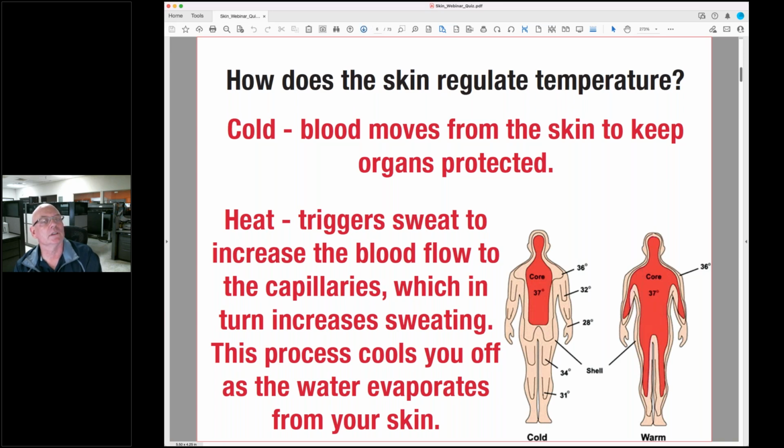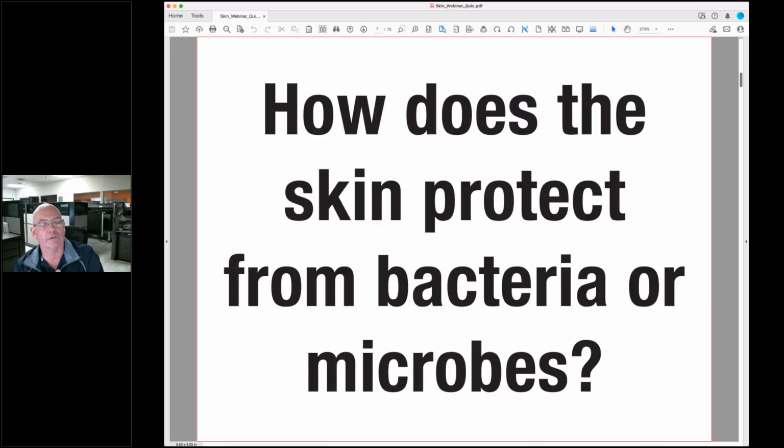Next question. How does the skin protect from bacteria or microbes? So we touched upon this a little bit. So you can answer that, and if you have anything else. I have a couple of things that I have in mind. Definitely, yeah, good. Oh, interesting. Somebody said goosebumps.